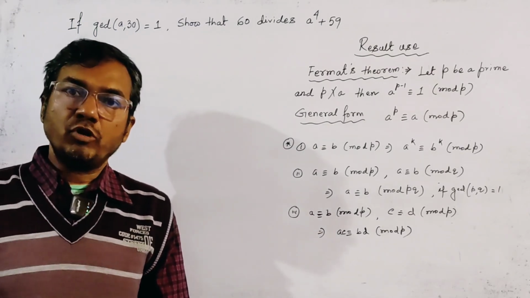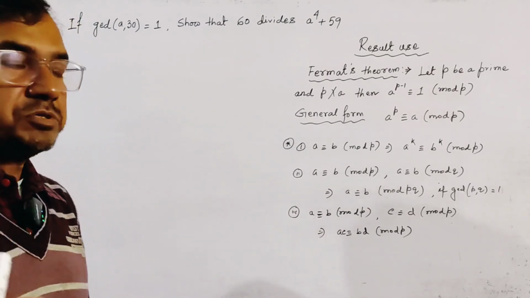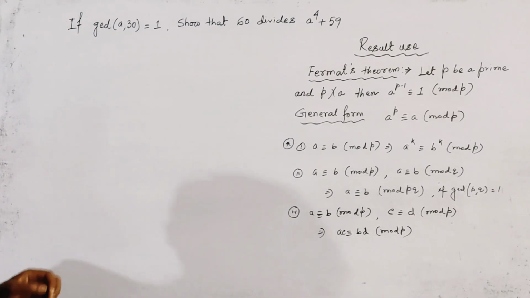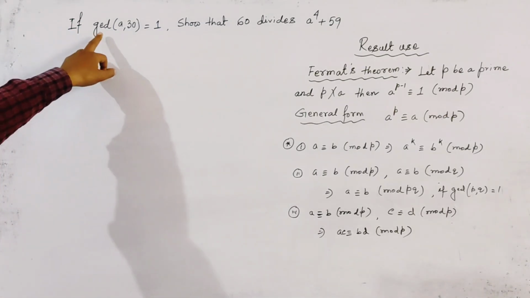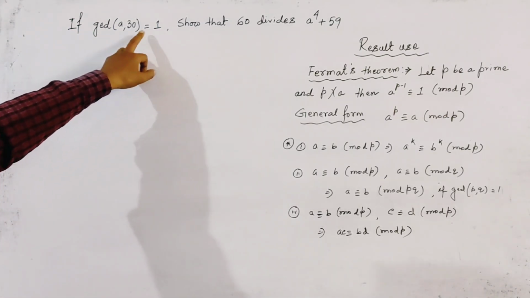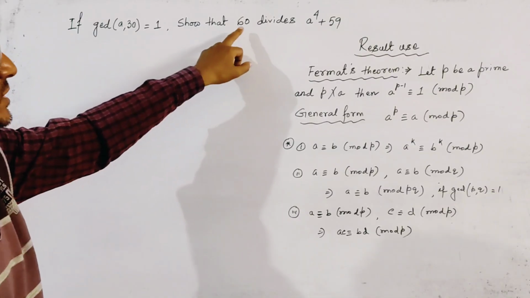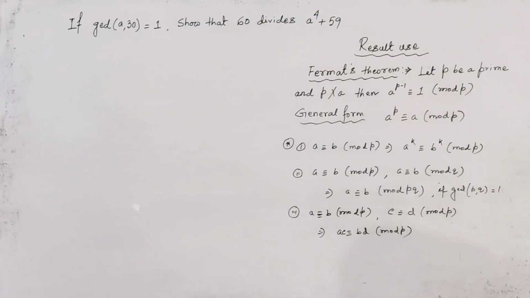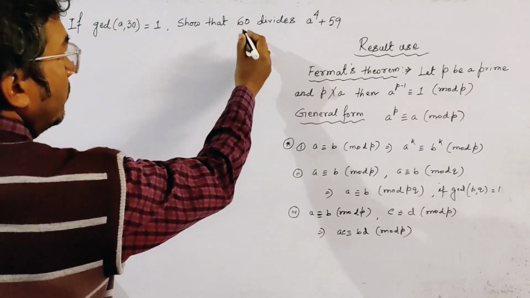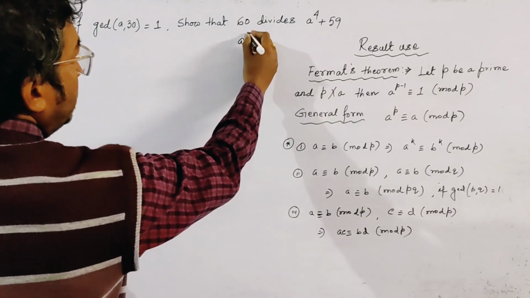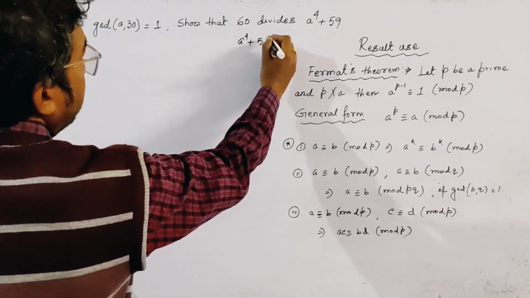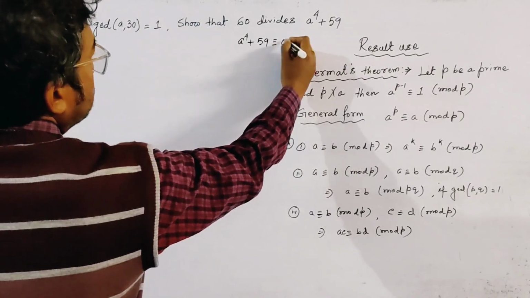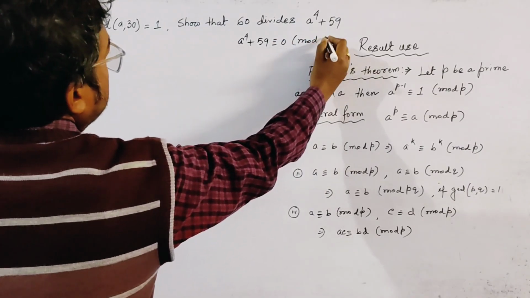Today's problem from number theory, using Fermat's theorem. The problem is: if GCD of a and 30 is equal to 1, then 60 divides a to the power 4 plus 59. So we have to prove a to the power 4 plus 59 is congruent to 0 mod 60.